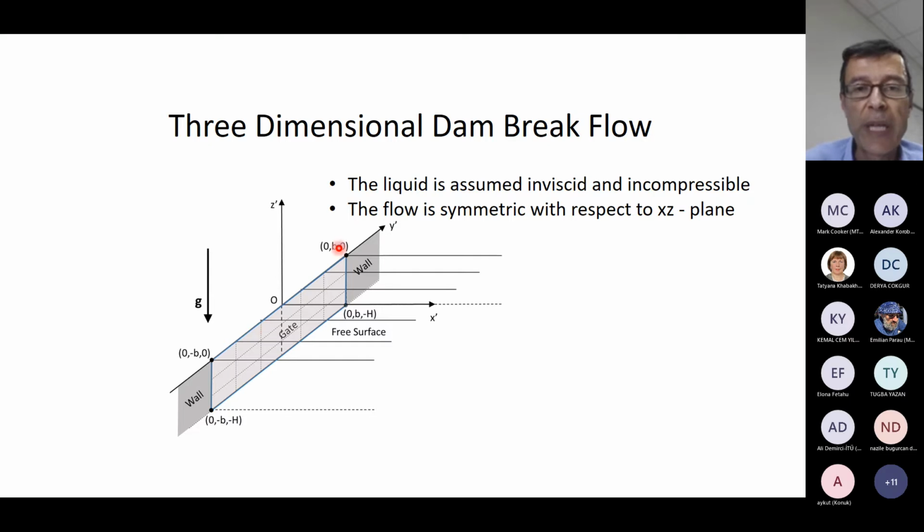Again, we can check the limiting case when we obtain the solution. As b approaches infinity, it becomes two-dimensional, so we should be able to recover the two-dimensional results. And again, we assume that the liquid is inviscid and incompressible. So we have potential three-dimensional flow, and the flow is symmetric with respect to the xz plane.